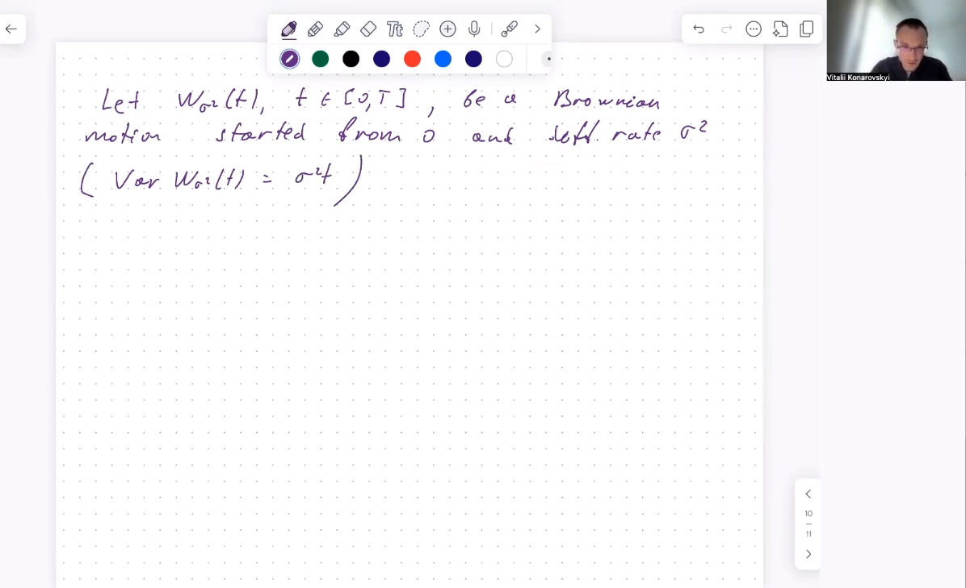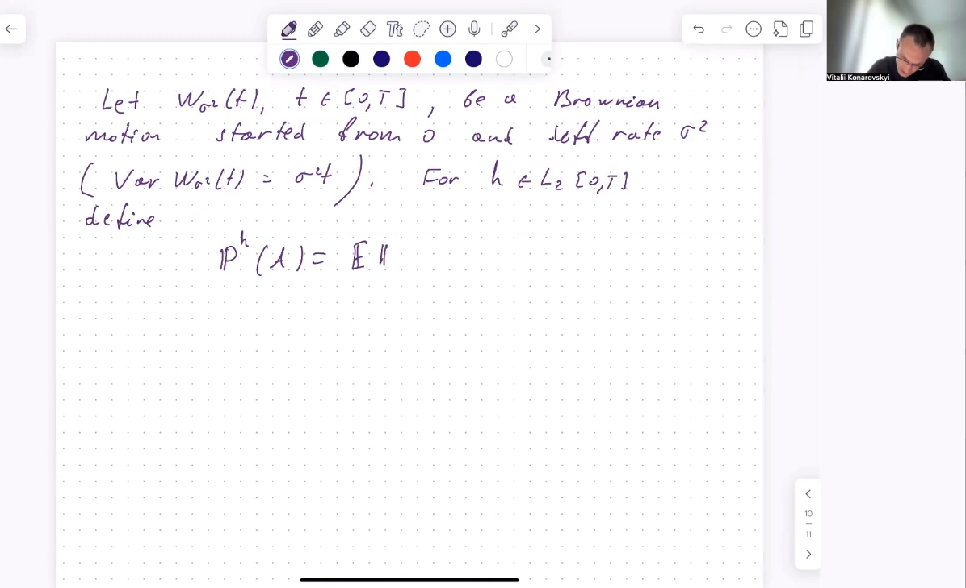And then we introduce, for h that is a square integrable function, also the transformation of the measure. We before defined it for constant a. Now we have the function that is defined as follows. It is as before, expectation of the indicator of A, but here your density is defined by the stochastic integral. It is the integral from 0 to t of h of t d Brownian motion.